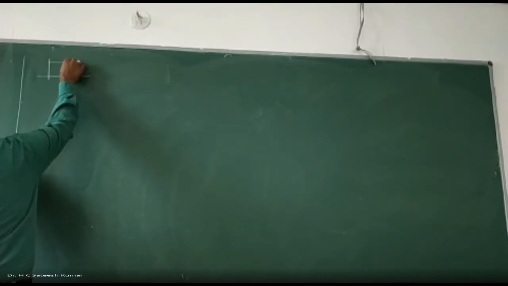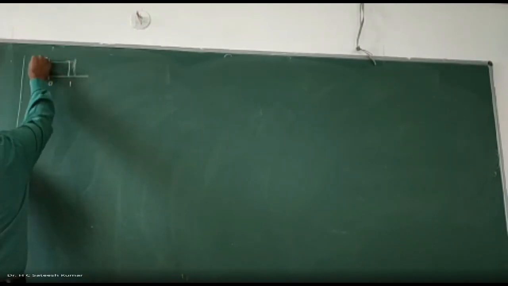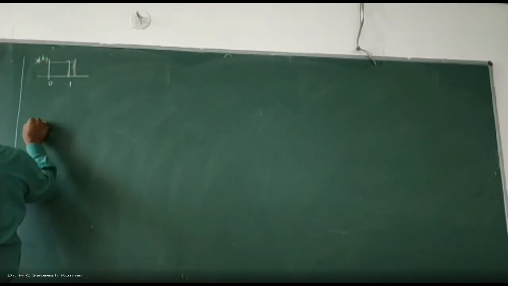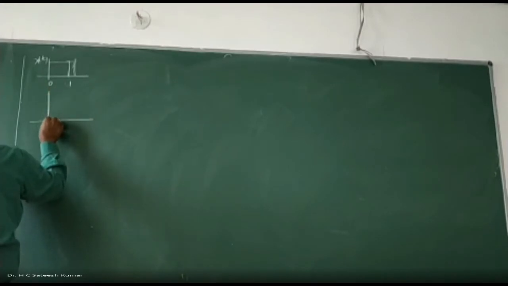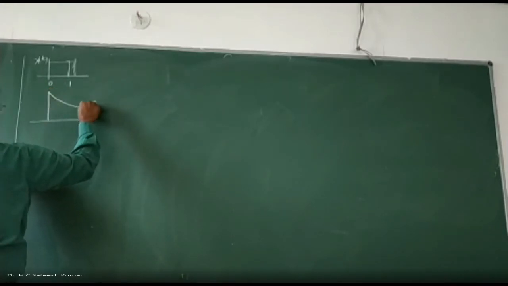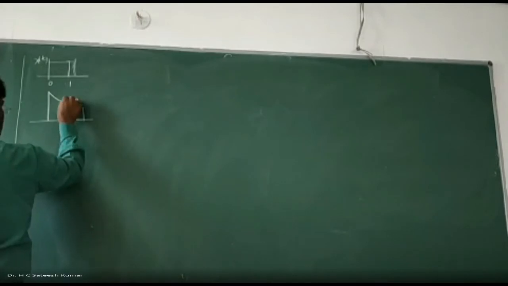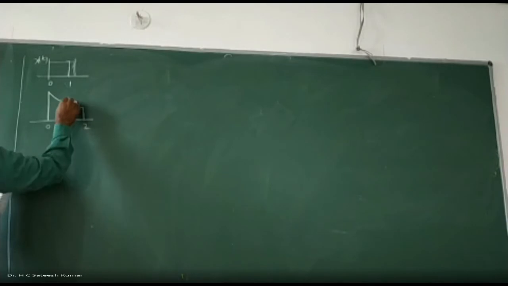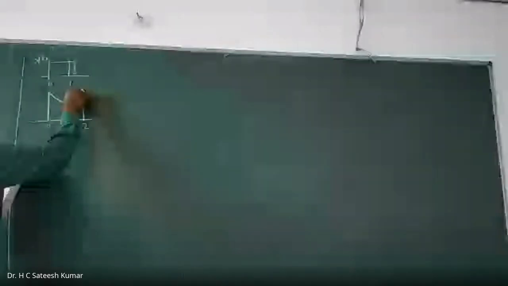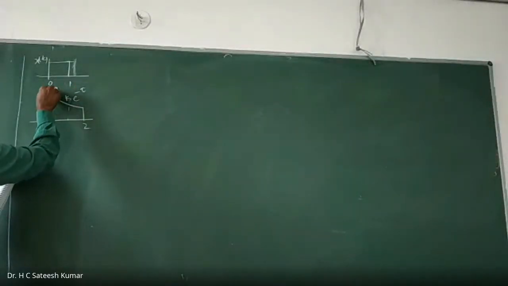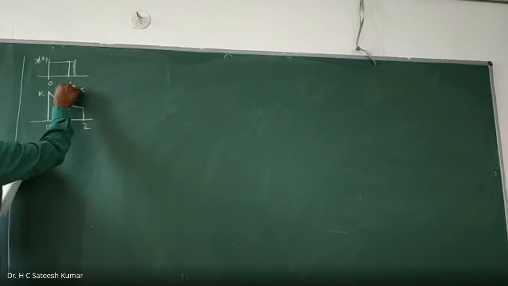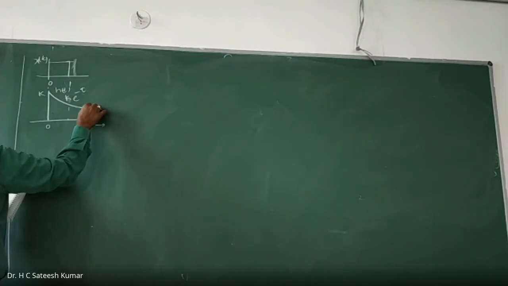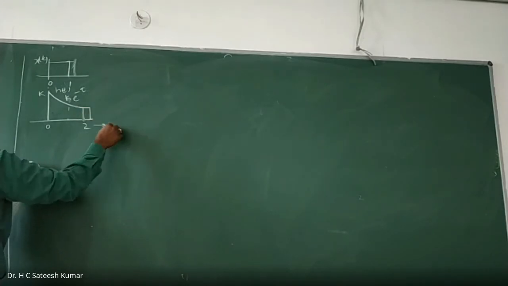This is 0 to 1, x of t, and h of t. Zero to 2, and this variation we call k into e to the power of minus t. This is k. This is your h of t. Now we have h of t up to 2. So this is t.